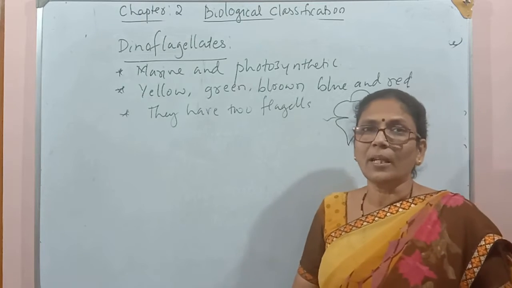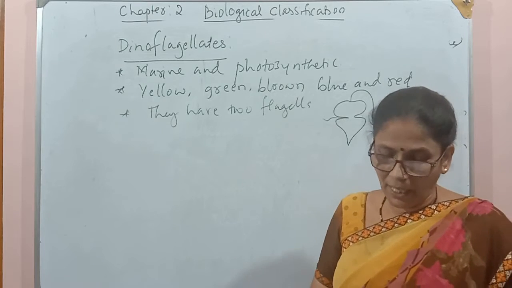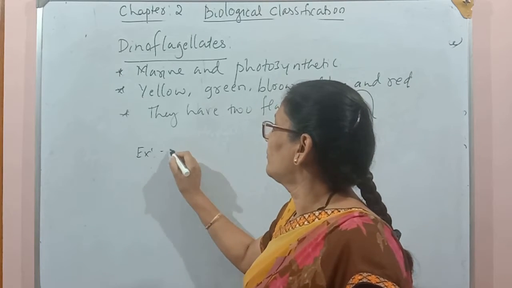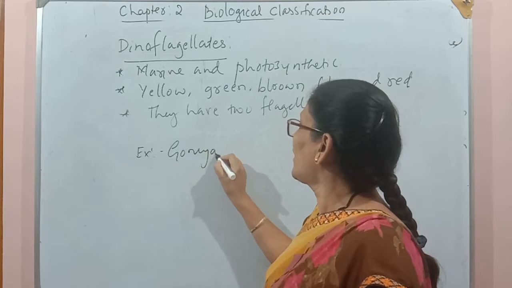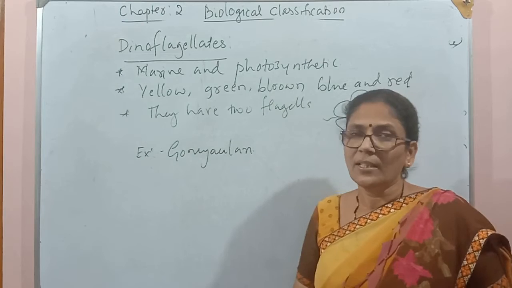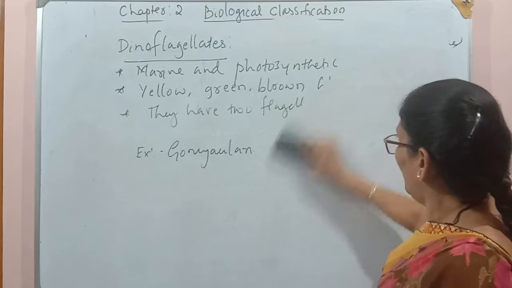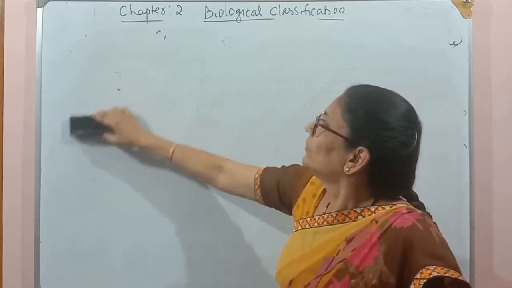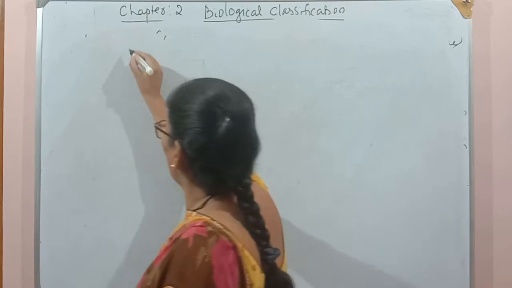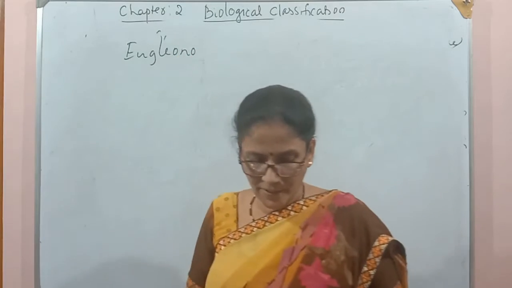These dinoflagellates sometimes release toxins and kill many marine animals like fishes. An example for dinoflagellates is Gonyaulax. Let us discuss the next group, that is Euglenoids. The third group is Euglenoids.